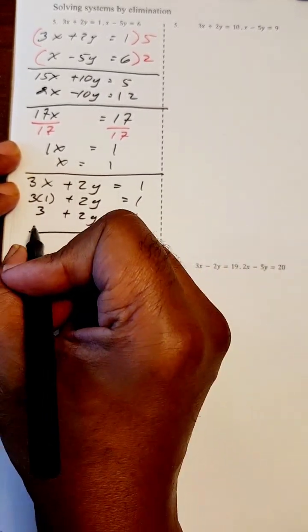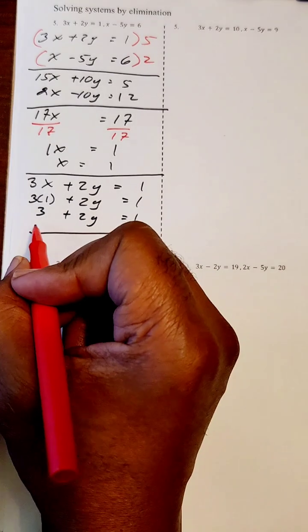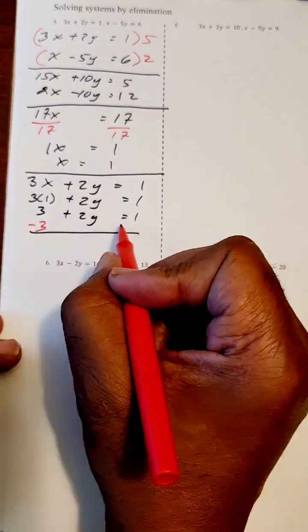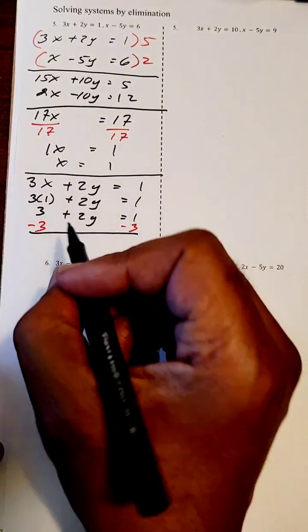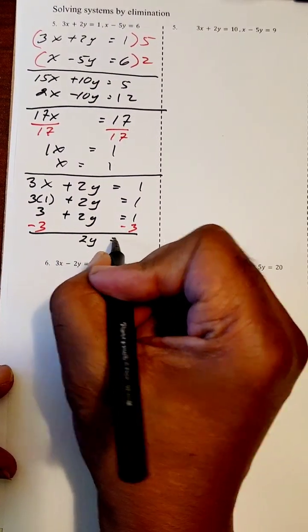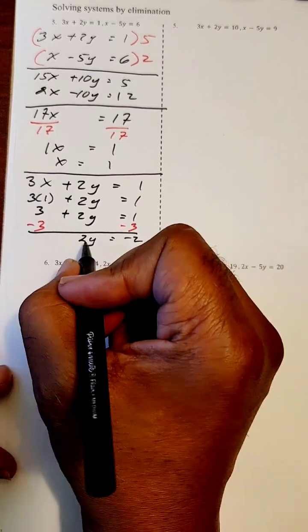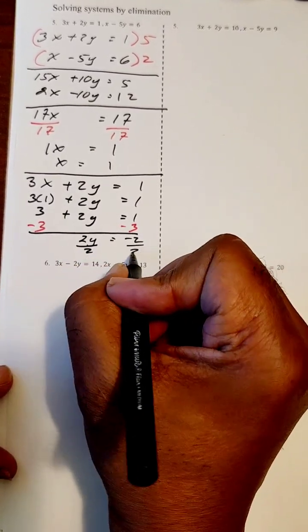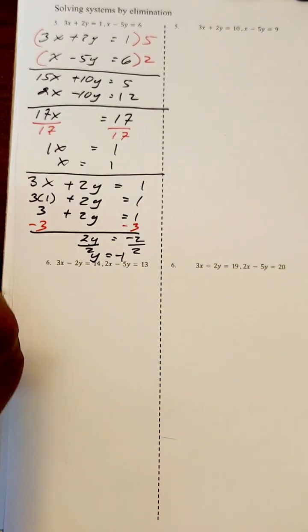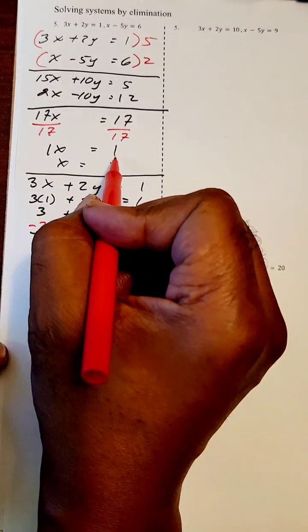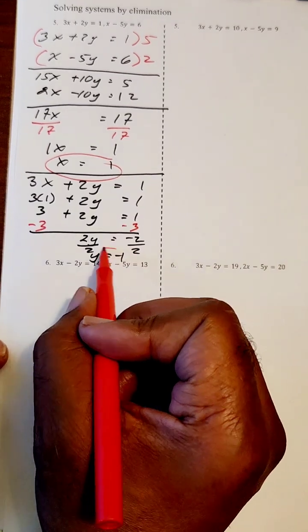And I want to subtract 3 from both sides to solve for the y here. And what I end up with is 2y equals negative 2. And if I divide both sides by 2, we will end up with y equals negative 1. So those are our two solutions. x is 1 and y is negative 1.